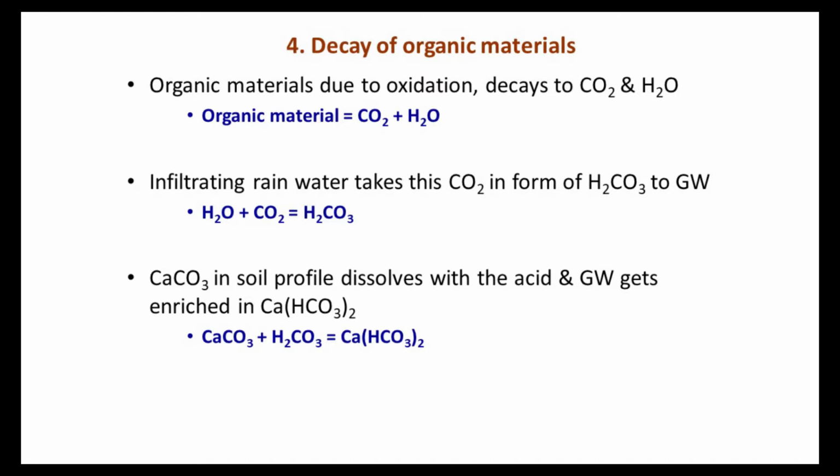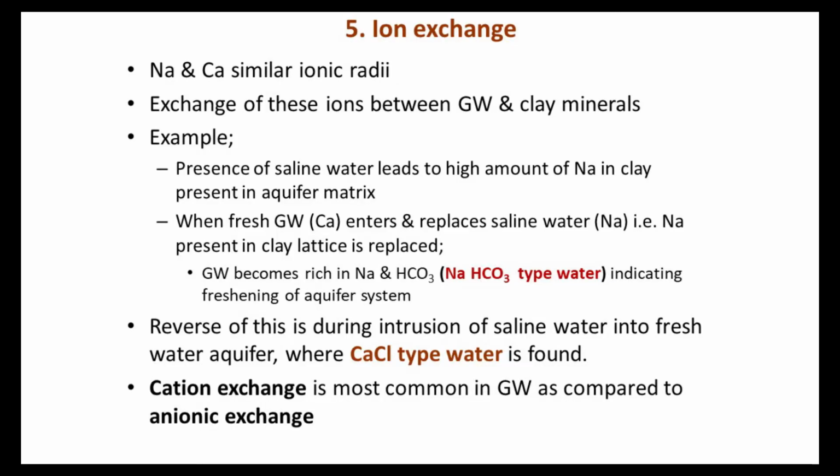Another, the fifth important process, is ion exchange. We all know that sodium and calcium have similar ionic radii. So the exchange of these ions between groundwater and clay minerals is very common. This can be exemplified by the process of freshening of an aquifer system. Here the presence of saline water, which is rich in sodium, leads to a high amount of sodium in clay present in the aquifer matrix. But when fresh water, which is rich in calcium, enters and replaces saline water, which is rich in sodium, the sodium present in the clay lattice is replaced. So the groundwater becomes rich in sodium and bicarbonate, and such type of groundwater is known as sodium bicarbonate type water, indicating freshening of the aquifer system.